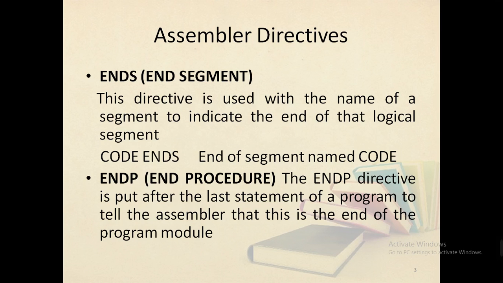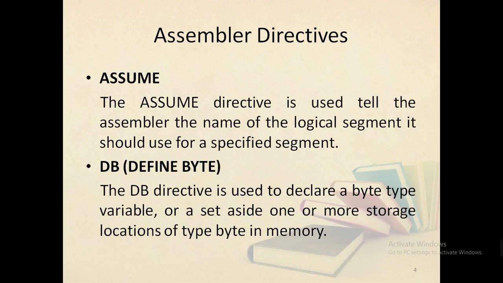And coming to ASSUME, the ASSUME directive is used to tell the assembler the name of the logical segment it should use for a specified segment. The statement ASSUME CS:CODE, for example, tells the assembler that the instructions for a program are in a logical segment named CODE. Take another example: ASSUME DS:DATA tells the assembler that for any program instruction which refers to the data segment, it should use the logical segment called DATA.